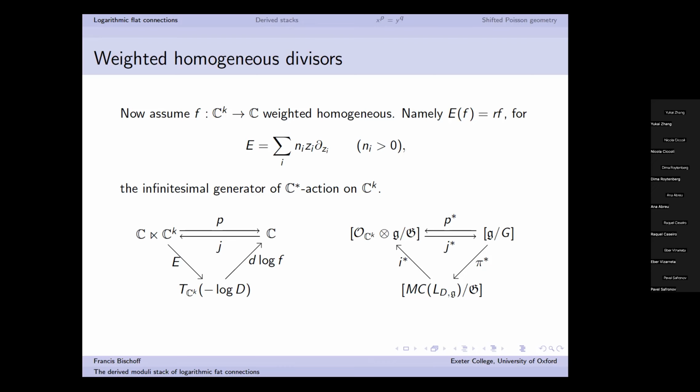From the vector field E, it defines an action Lie algebroid of C acting on C to the K, and this maps into the logarithmic tangent bundle. The fact that we have this function means that we can take d log of F, and this is a logarithmic one form, so it defines a Lie algebroid map to C. If you compose these two maps, you just get the projection. And this projection map has a splitting J, which basically includes C as the Lie algebra living over the origin, which is a fixed point of the C star action. Okay, so we have this diagram of Lie algebroids.